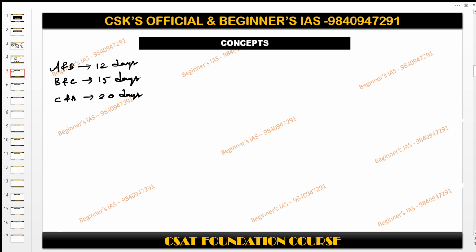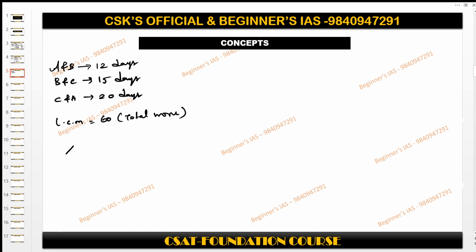So here, if A alone is doing, how long will it take? B alone, how long? C alone, how long? If all three of them are working, how long will they take? In such a manner, they will put a question. In order to find the solution, just find the LCM. So what is the LCM? 60. So this is nothing but the total work.